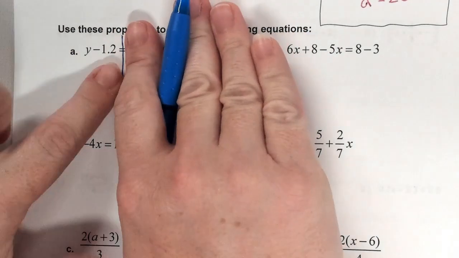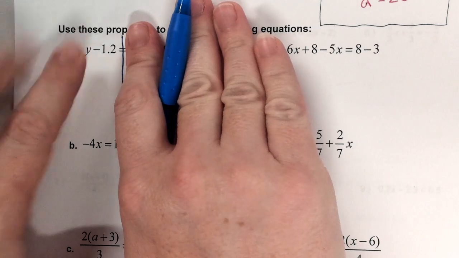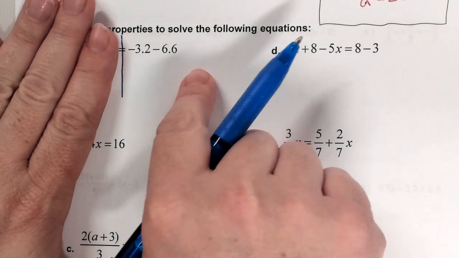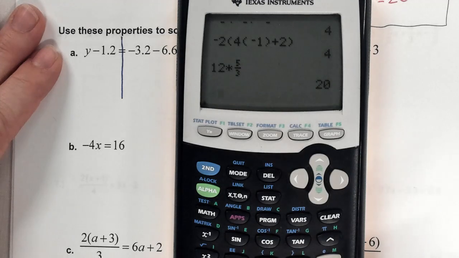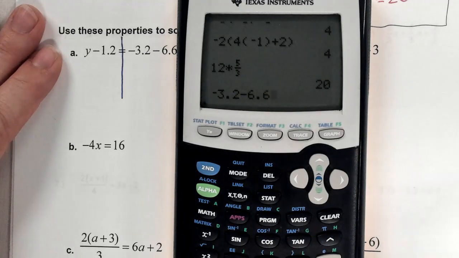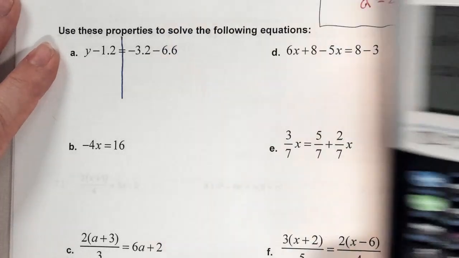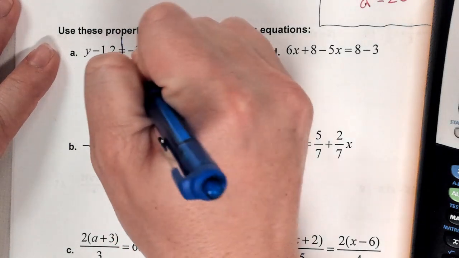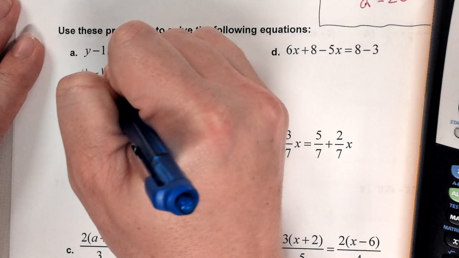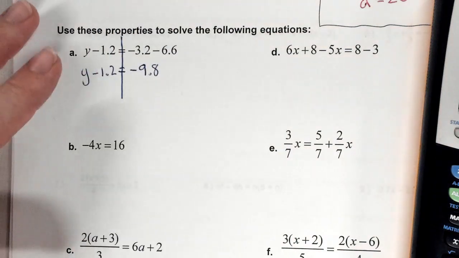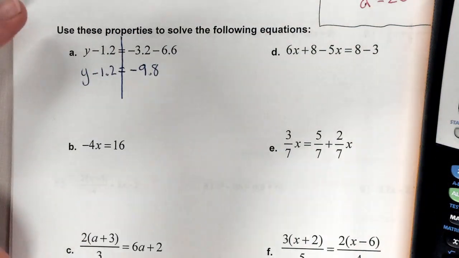So can this side simplify? No. Can this side simplify? Yes. What's negative 3.2 minus 6.6? Negative 9.8. Yes, it's negative 9.8. Okay. Don't let decimals stress you out. Use your calculator. And I'm going to bring this side down because it didn't simplify. And the only letter I have is Y.